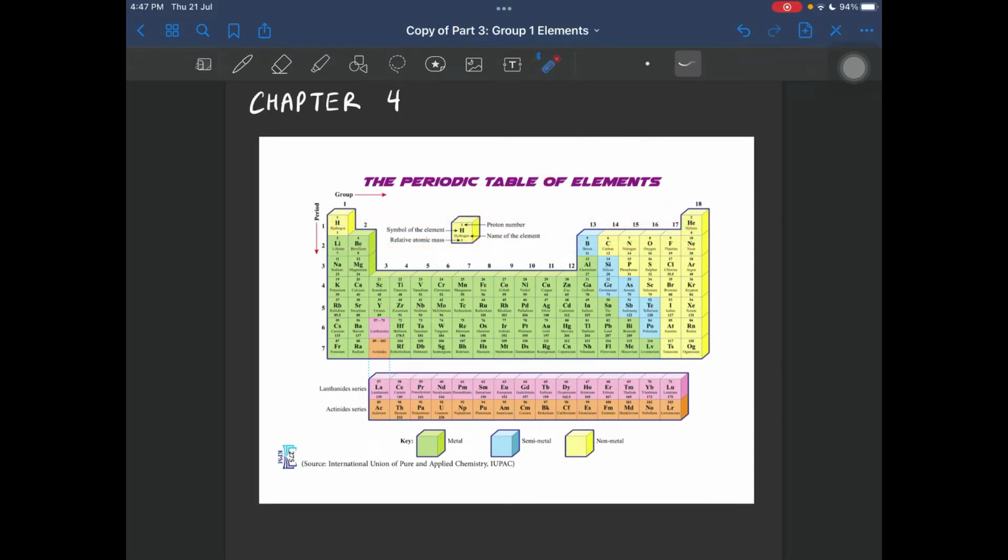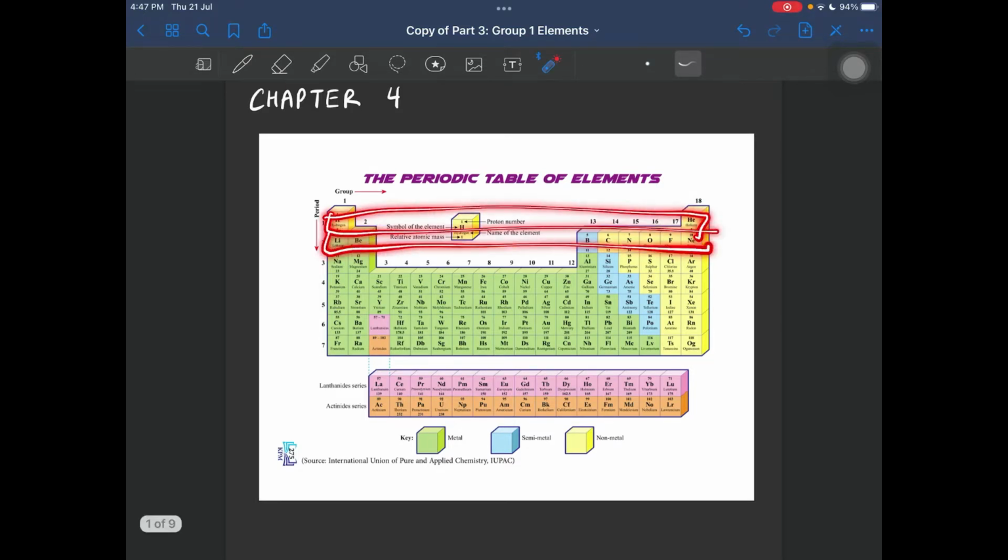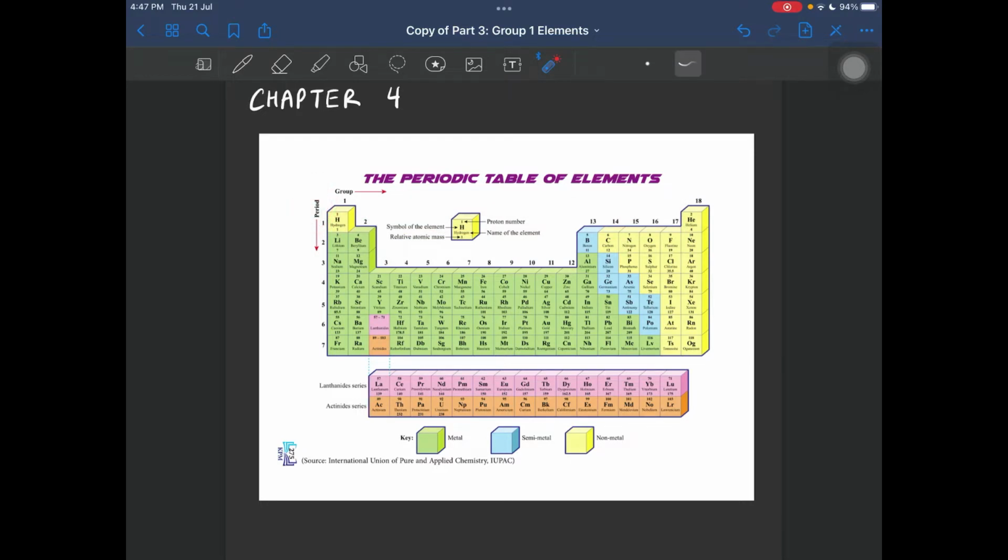And in Part 1, we have also learned that in the periodic table of elements, we have horizontal rows and also vertical columns, whereby the vertical columns are known as groups. And these groups are determined by the number of valence electrons. And we have also learned that the horizontal rows are known as periods. And these periods are determined by the number of shells occupied by electrons.